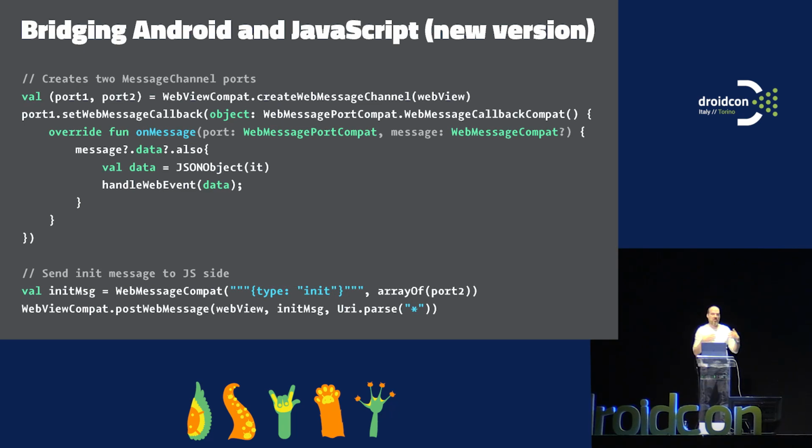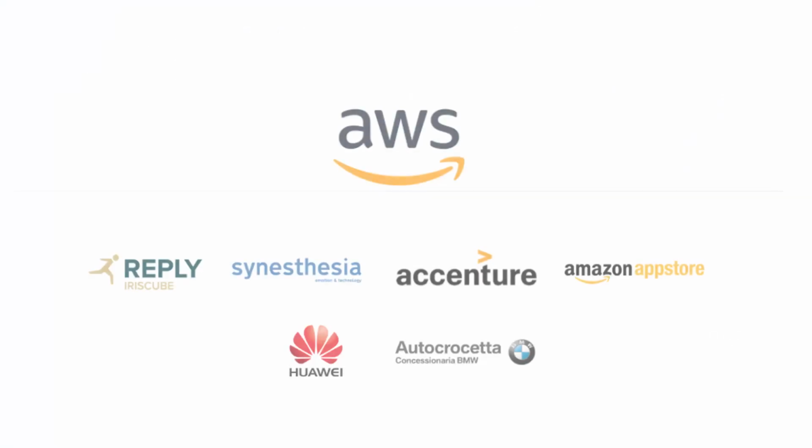And the way to do that, we create just a message. JSON will say type in it. So this is our first message. And the second parameter to the web message compat object here is an array with a single element consisting of the second port. And then you call post message to the WebView. You send the message that we just created.